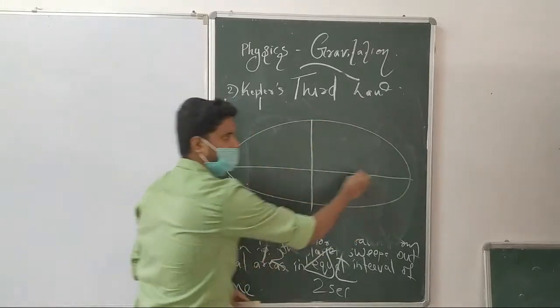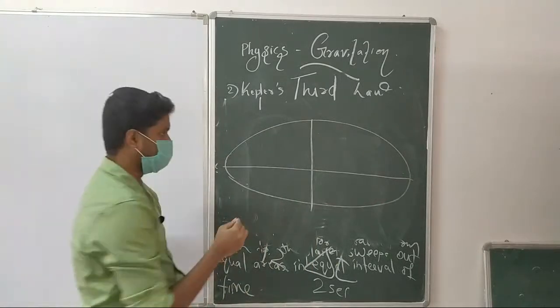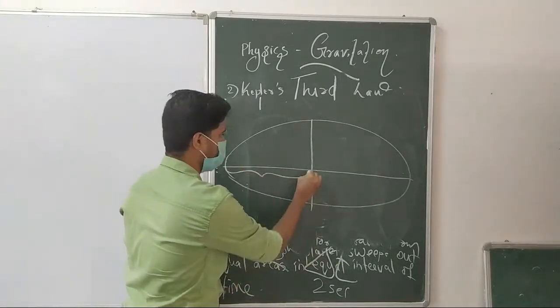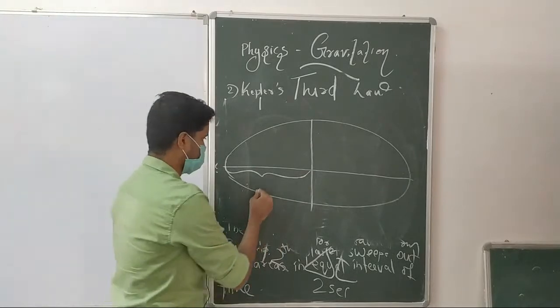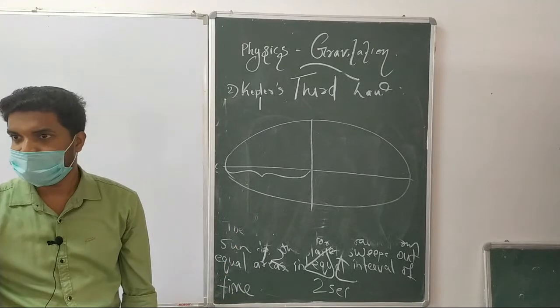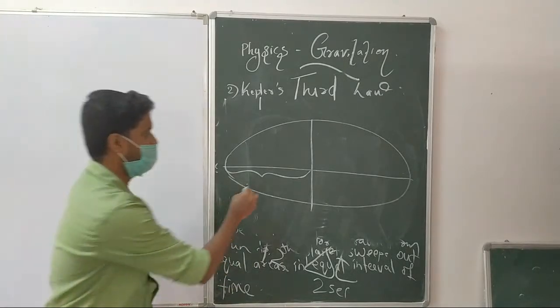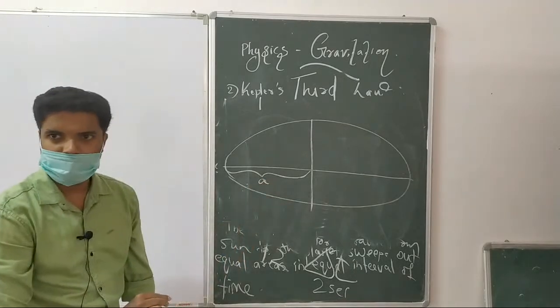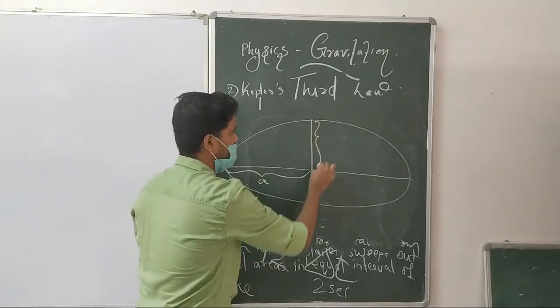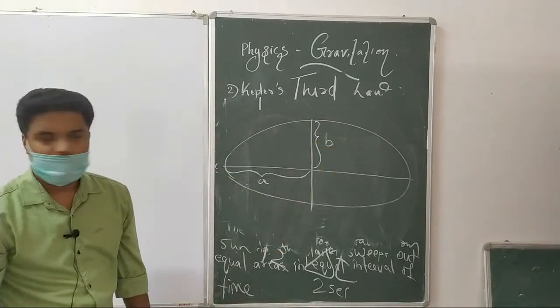What is this axis called? It is called the major axis, and half of it is called the semi-major axis. In mathematics, the circle radius is indicated by which letter? R. In mathematics, the semi-major axis is usually represented by A. And the semi-minor axis is usually represented by B.